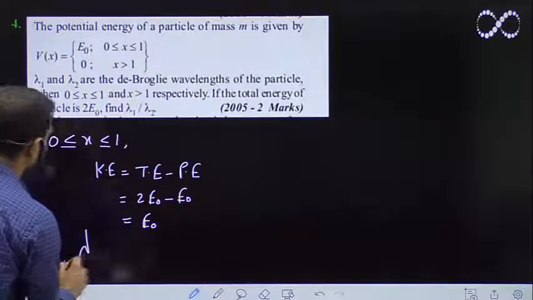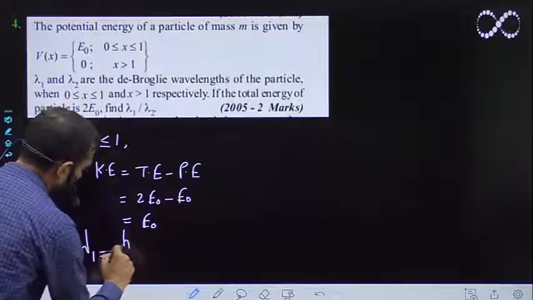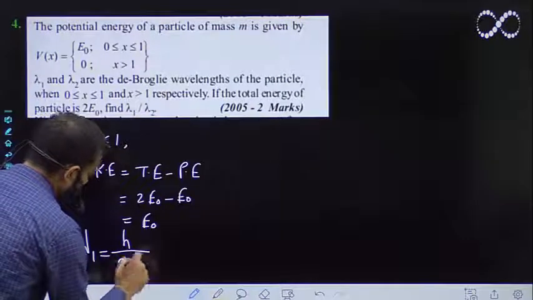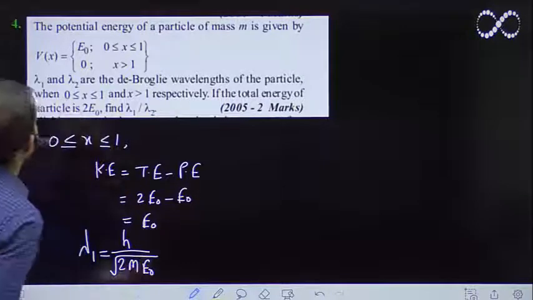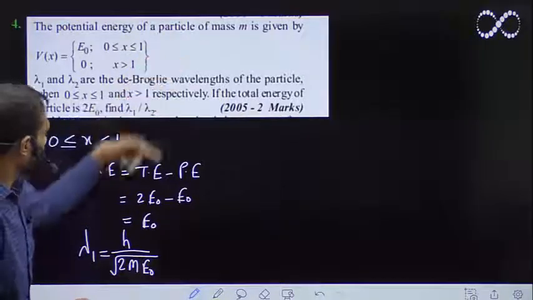So lambda 1, the wavelength, is h upon root of 2mK. Kinetic energy is E naught, so it is h upon root of 2m E naught. The particle of mass is given as m.